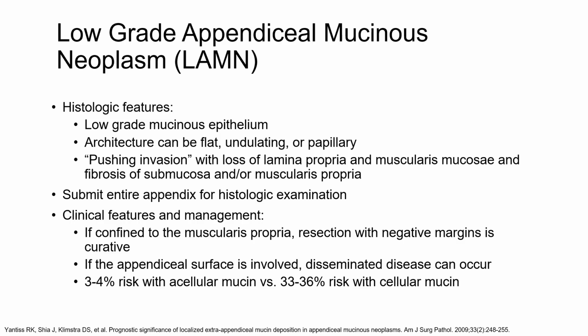However, if the appendiceal surface is involved, disseminated disease can occur, and in that setting it's very important to mention whether there's acellular mucin versus cellular mucin on the serosal surface. With only acellular mucin on the serosal surface, assuming it has not disseminated elsewhere, we have a 3 to 4% risk of recurrent disease, meaning pseudomyxoma, whereas we have a 33 to 36% risk with cellular mucin.